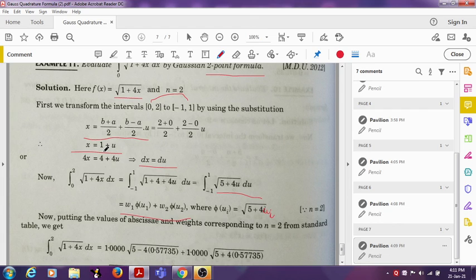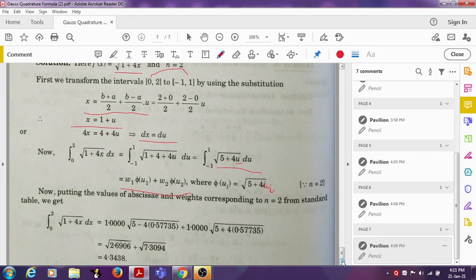Because x is equal to, here we take phi(u) is equal to 5 plus 4u_i. So if we are to find phi(u_i), then replace u by u_i. Now we put i equal to 1 and 2, so we can get phi(u1) and phi(u2). In this we are again using the values corresponding to n equal to 2 from the standard table.